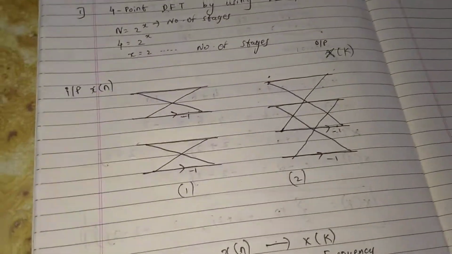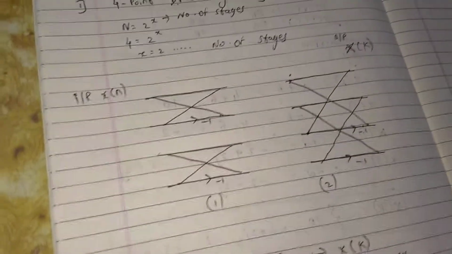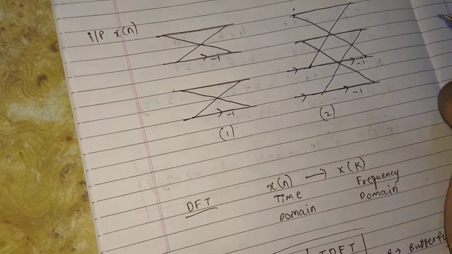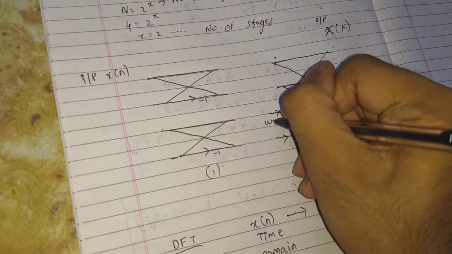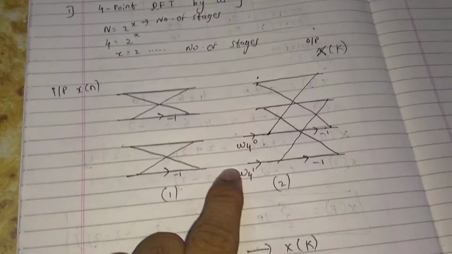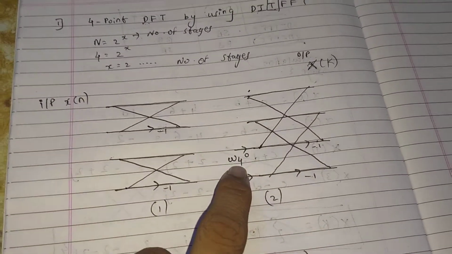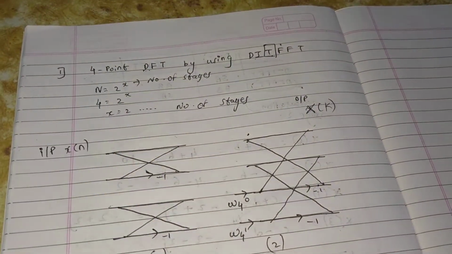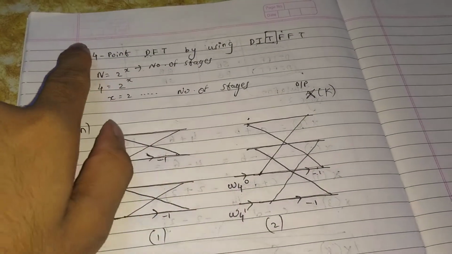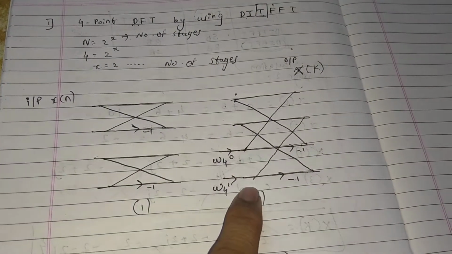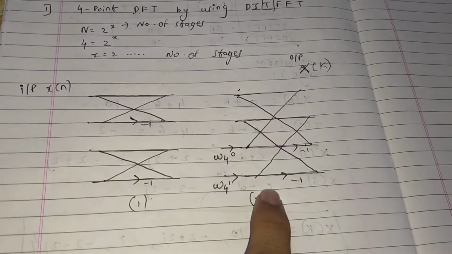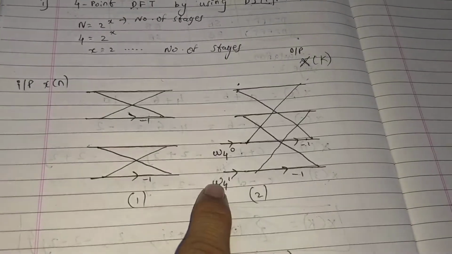You have to remember two things for big butterfly. For big butterfly, you have two components, W4 to the 0 and W4 to the 1. Why W4? Because we are doing 4-point DFT. That's why W4 to the 0, and W4 to the 1 because we are doing 4-point DFT. These multiply only in the big butterfly diagram. Remember these two components.